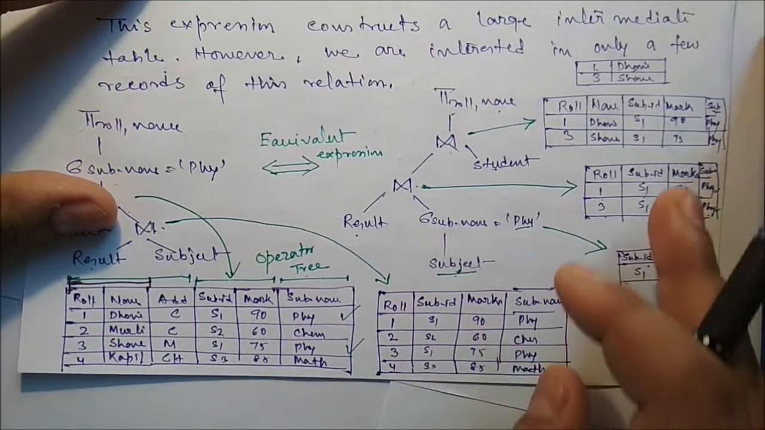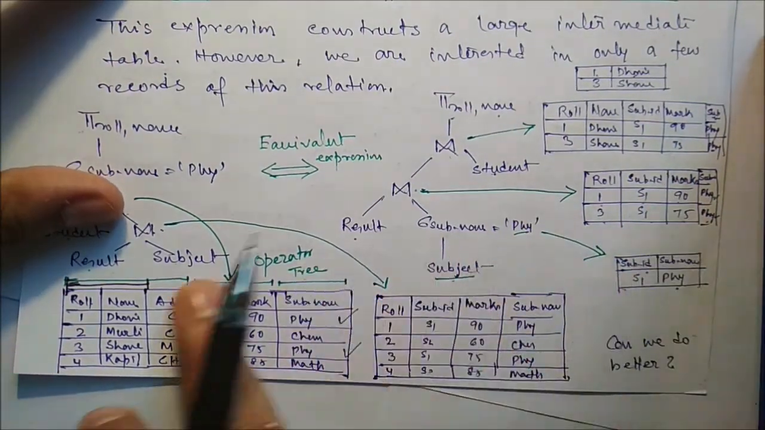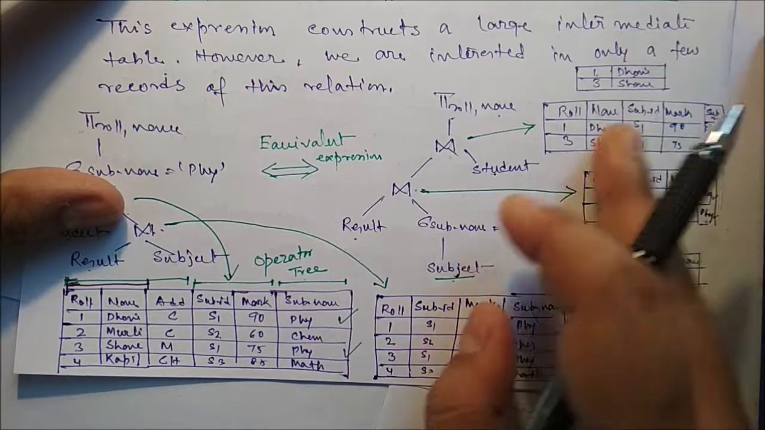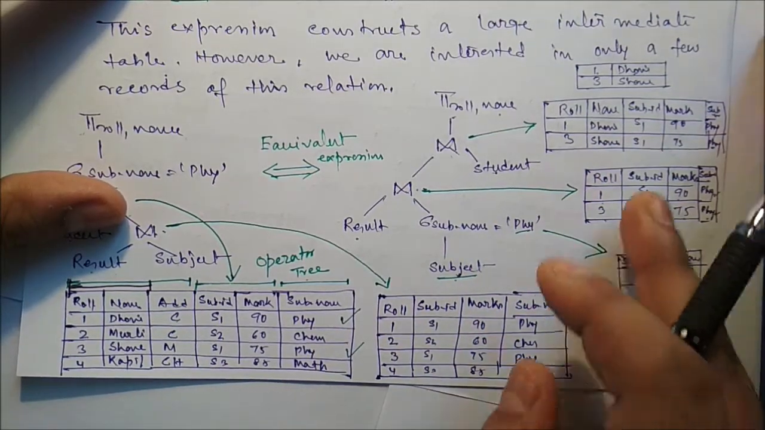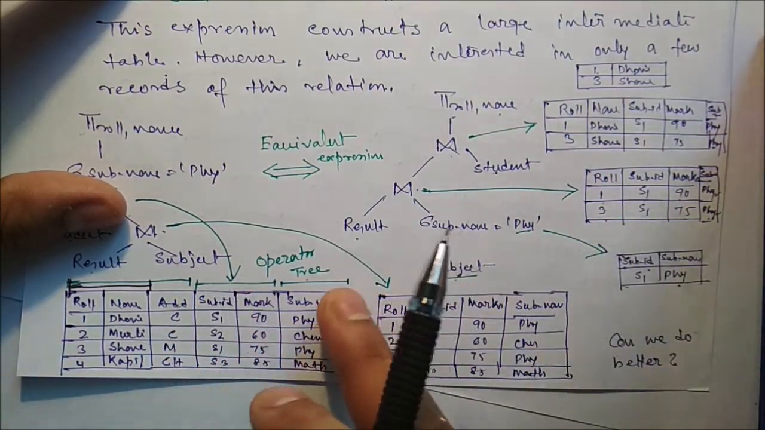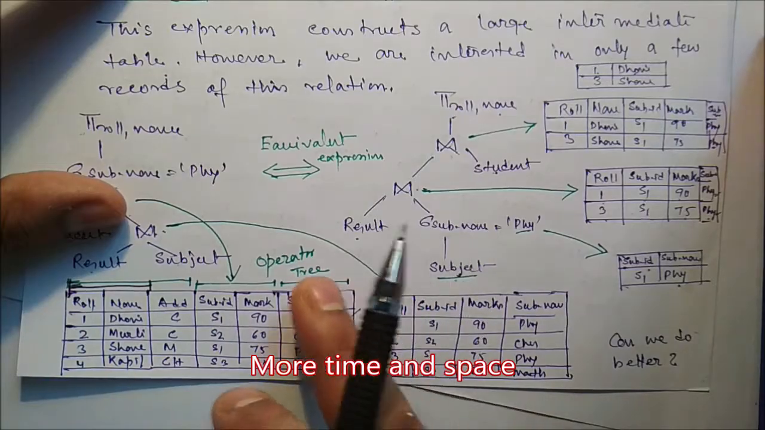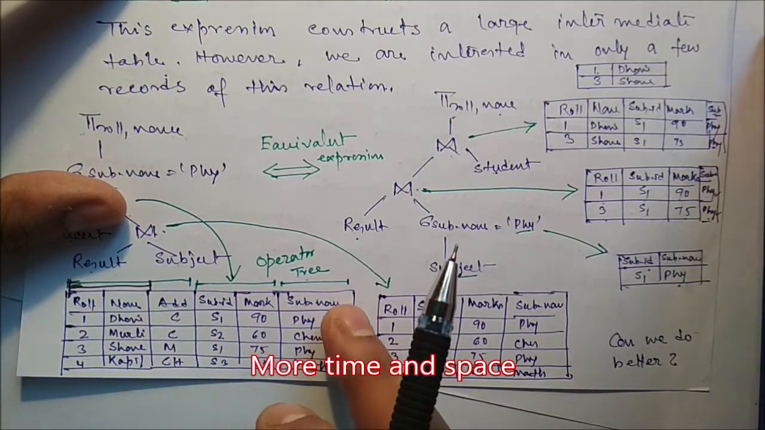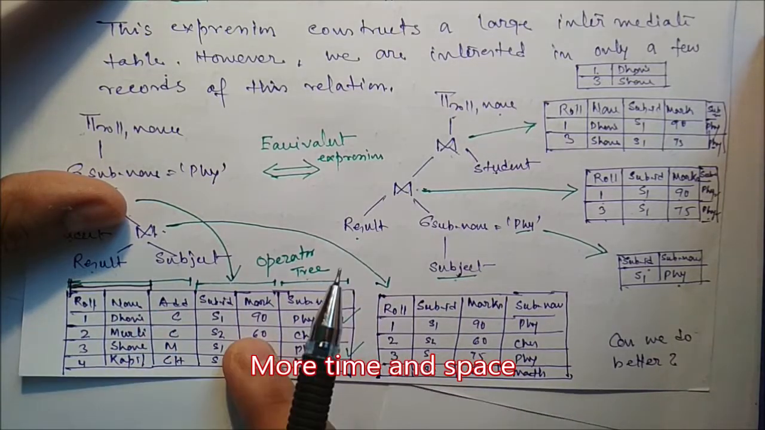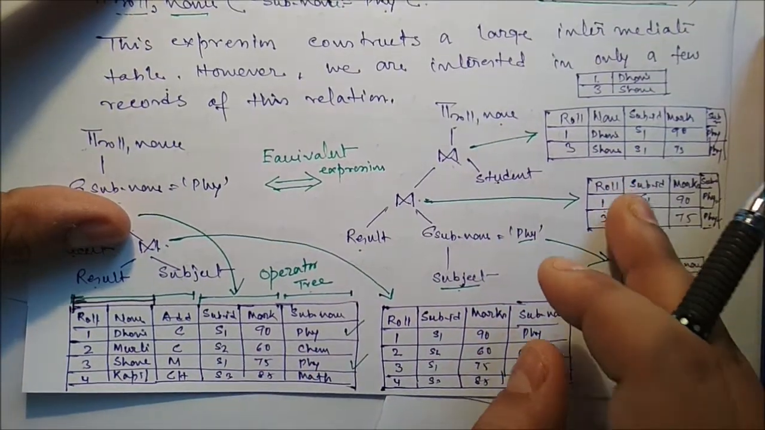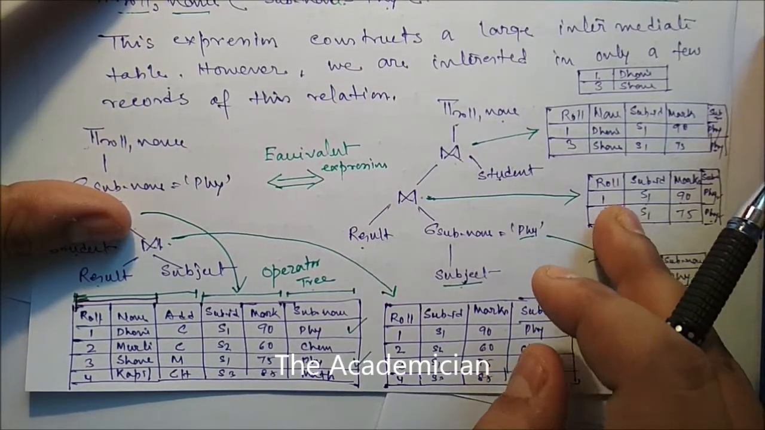Now you can see the intermediate table size. Here it is a big size, but here the sizes are small. That means here we need less amount of time to create the table, to store the table and to load the table. Here it needs less time and space.